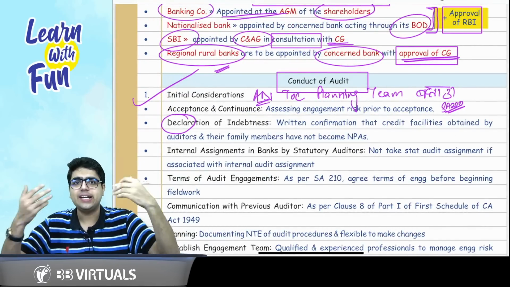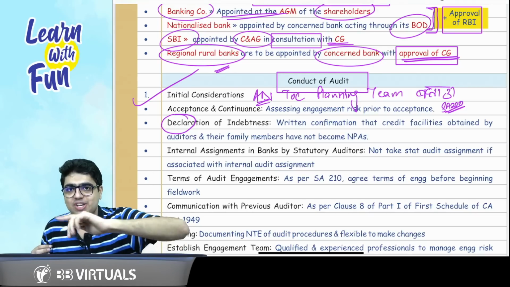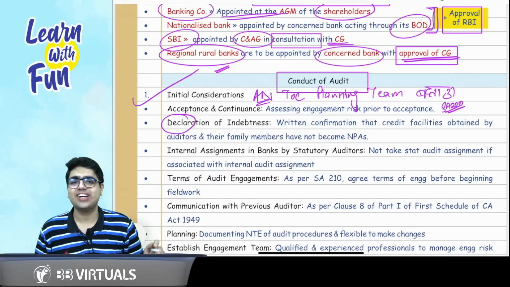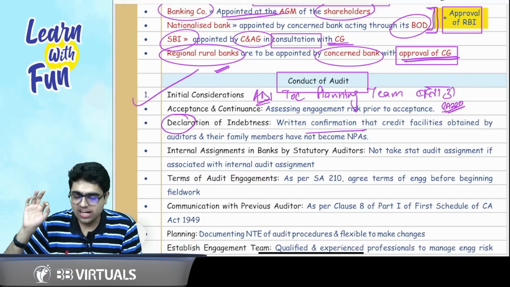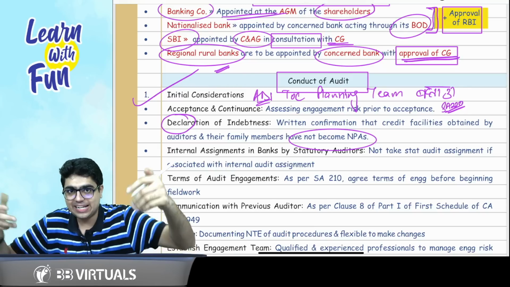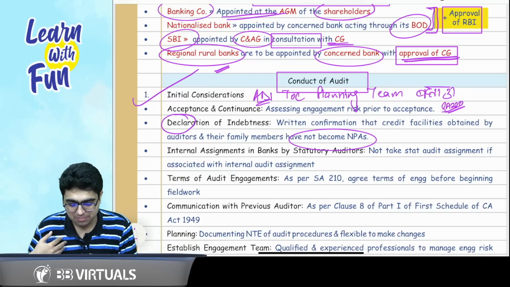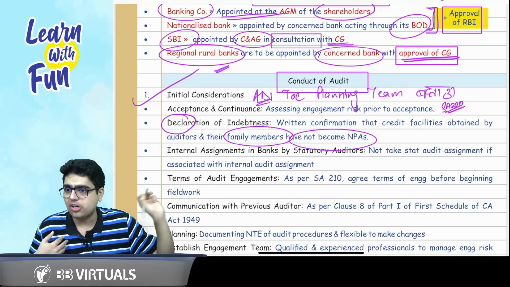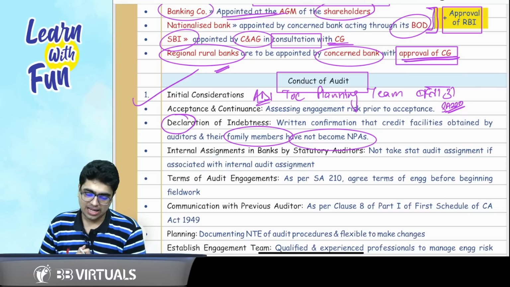Now, sir, D for declaration of indebtedness. It says if you are indebted to the bank, you cannot accept the statutory audit. Indebted means none of your accounts should have become NPAs. Neither your account nor your family member's account should have become NPAs with the bank or any of its branches.